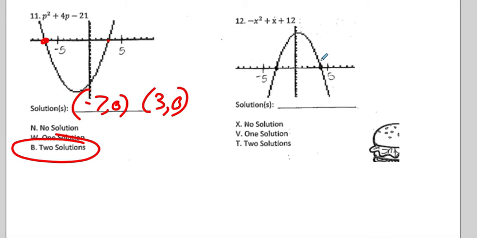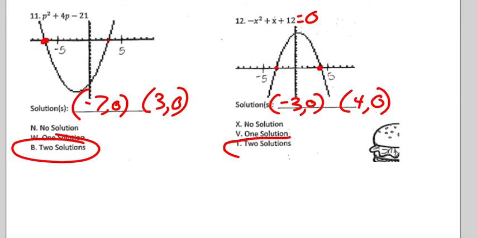Number 12, and some people as they were doing these were like, oh, if the parabola is going down, if it's downward facing, if it's a frowny face, does that mean it doesn't have any solutions? Because it's like sad if you don't have any solutions. No, here's a downward facing parabola, and it has two solutions, two x-intercepts. So this equation equals 0 at negative 3. And it also equals 0 when you plug in 4 for x. You'll get 0 out for y, so there are two solutions.